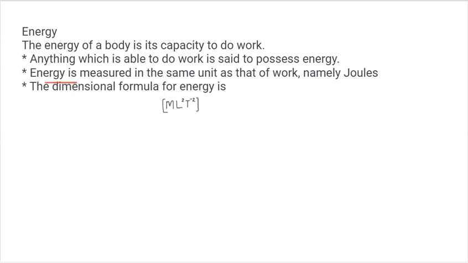Now energy is measured in the same unit as work done. In the last lecture we saw that work is measured in joules. So energy will also be measured in joules. Therefore, energy will also have the same dimensional formula as work done, which is ML^2T^-2. This is the dimensional formula for energy.